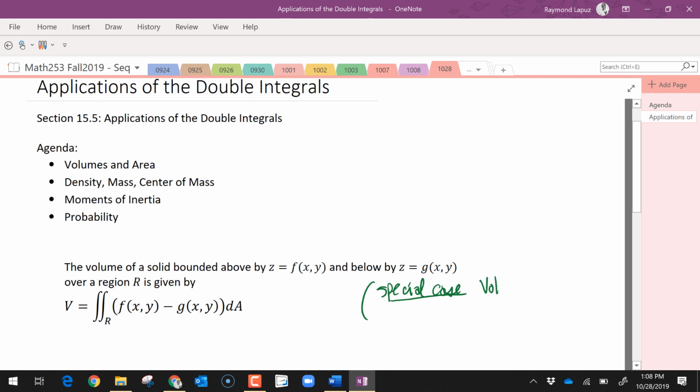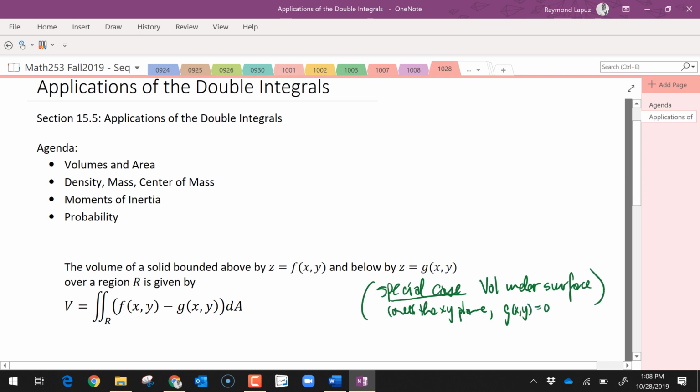Volume under surface. And then usually not mentioned, but it's over the plane. Then your second function is zero, because that's the xy plane. And so we've just been really looking at the volumes using double integrals and stuff.